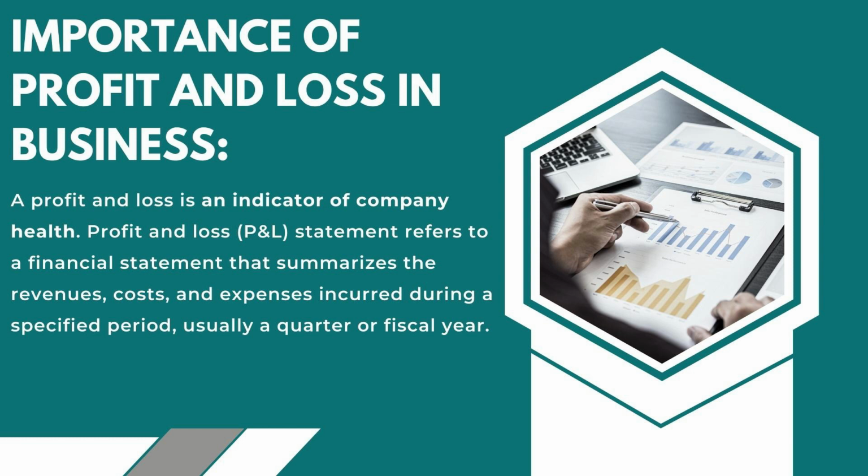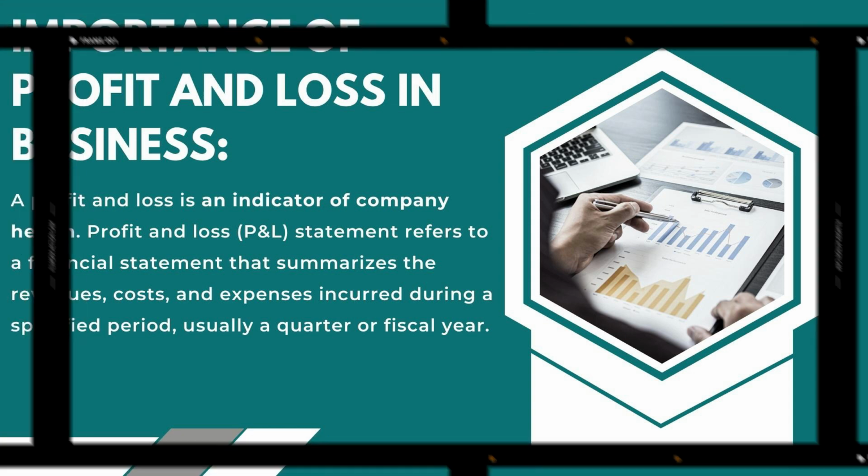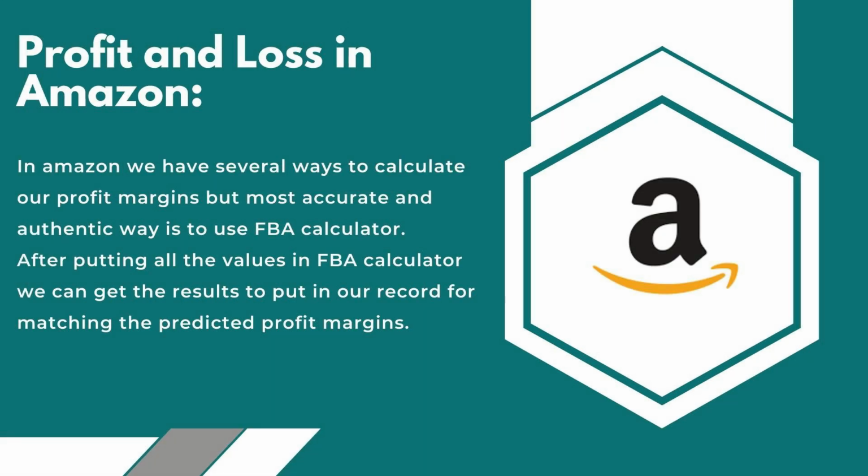Before this era, people thought that businesses are done by those who go to a shop or anywhere physically, but now it's the technology era. People start businesses at home for earning profit. So let's get into detail, from the Amazon perspective, on what profit and loss is.